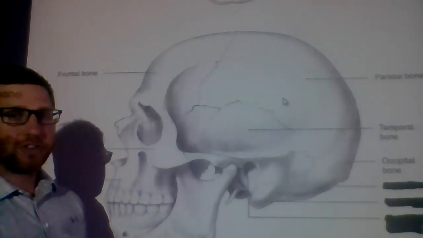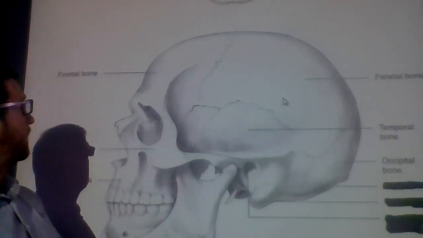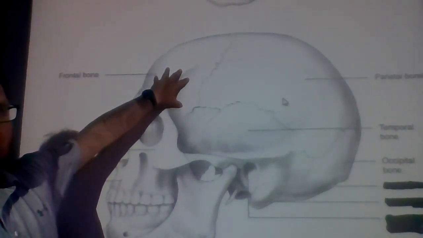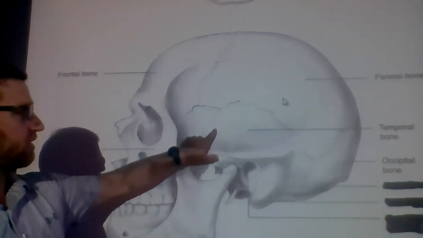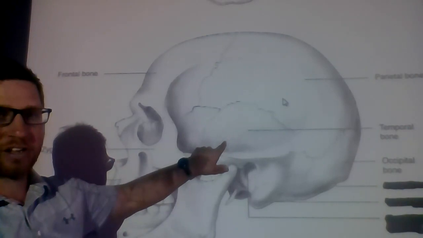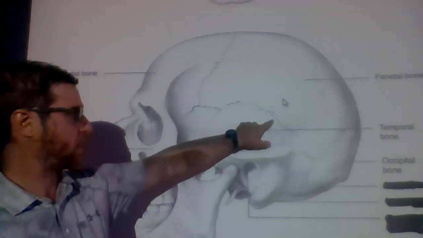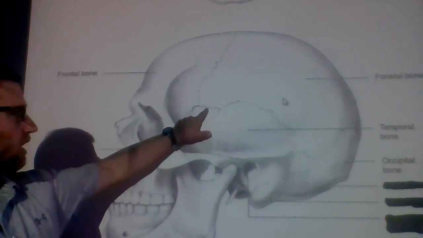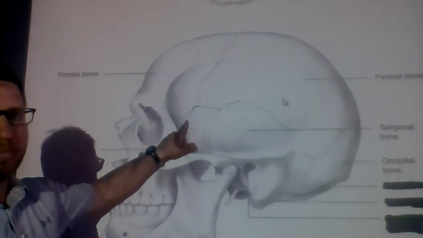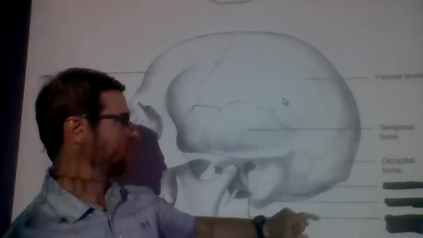Here's another view of the skull, and very easily we see the frontal bone, and see the parietal bone very clearly. We also see the temporal bone here very clearly, noting where the sutures are. You have a small bone here, which you don't need to know. It's called your sphenoid, but you don't need to know that one.